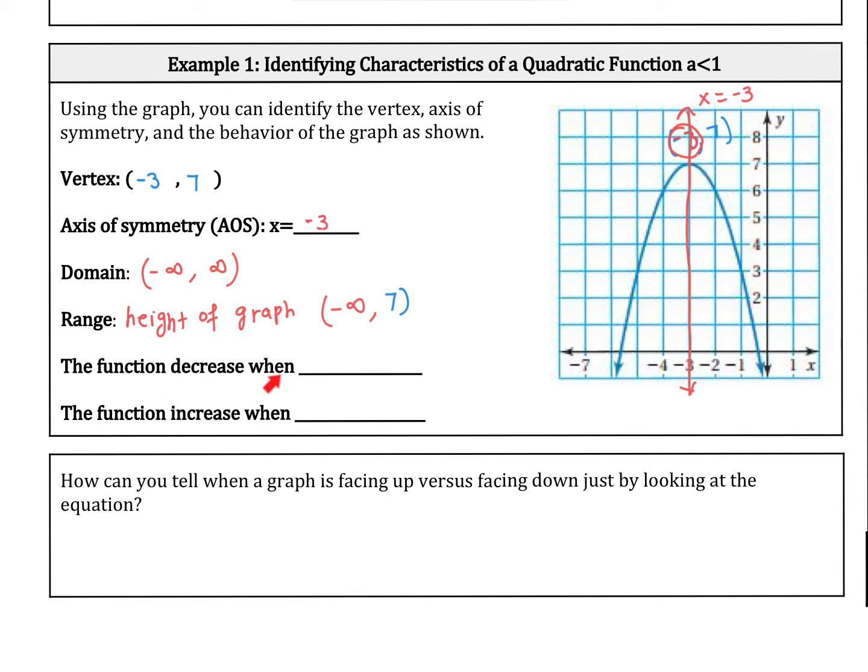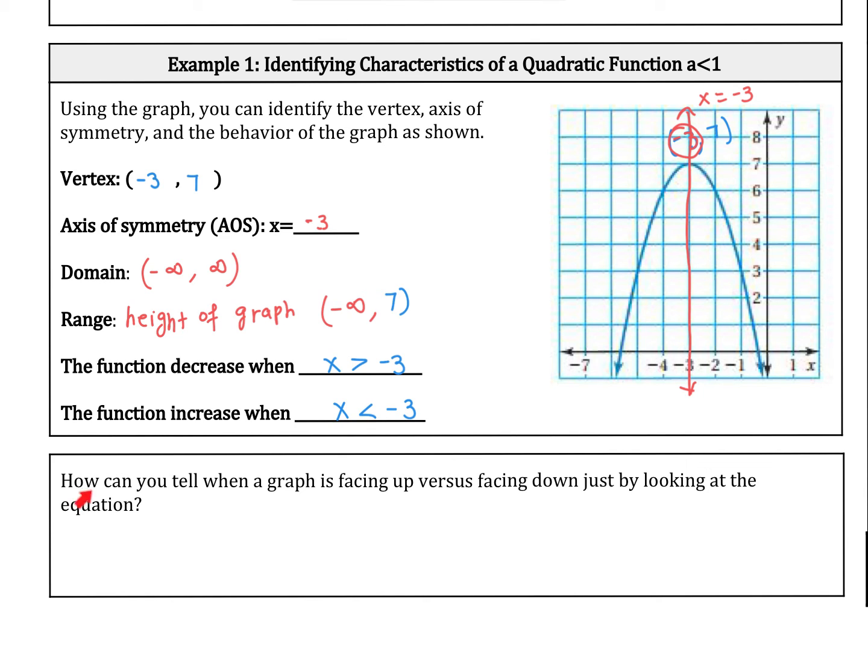The function decreases when x is greater than -3. Greater than -3 means this side, the function decreases. So from this point to this, the function decreases when x is greater than -3. On this side, where x is less than -3, the function value is increasing.